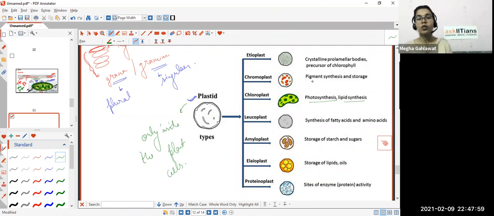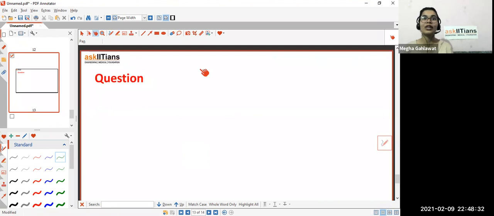Then chromoplast is the one which helps in the pigment synthesis and storage in order to give the color to the different flowers and fruits, okay, and vegetables. Leucoplast, on the other hand, helps in the storage and synthesis of the fatty acids and amino acids, again lipids. And these amino acids lead to the formation of multiple proteins. Okay, amyloplast, starch and sugar, carbohydrates basically, elaioplast, lipids and oils, proteinoplast, proteins. Okay, and next thing that we have is the questions.